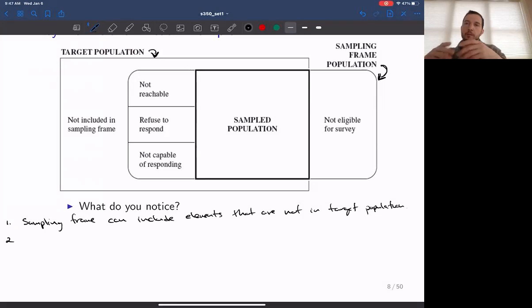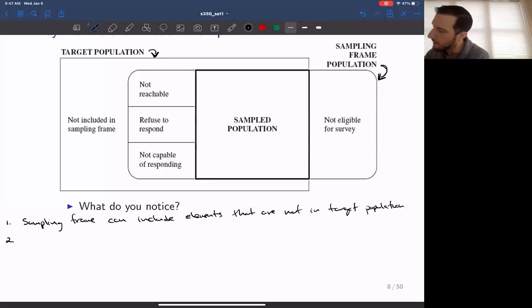So the sampling frame can contain extra information that we don't need, and through either using the frame directly to remove those persons, or through contacting them and asking them some initial questions and then saying, oh, you don't actually meet the requirements of the sample or of the target population, you can then remove them. This isn't an issue as long as you're able to identify those people, right? So in the frame, we have this area not eligible for survey.